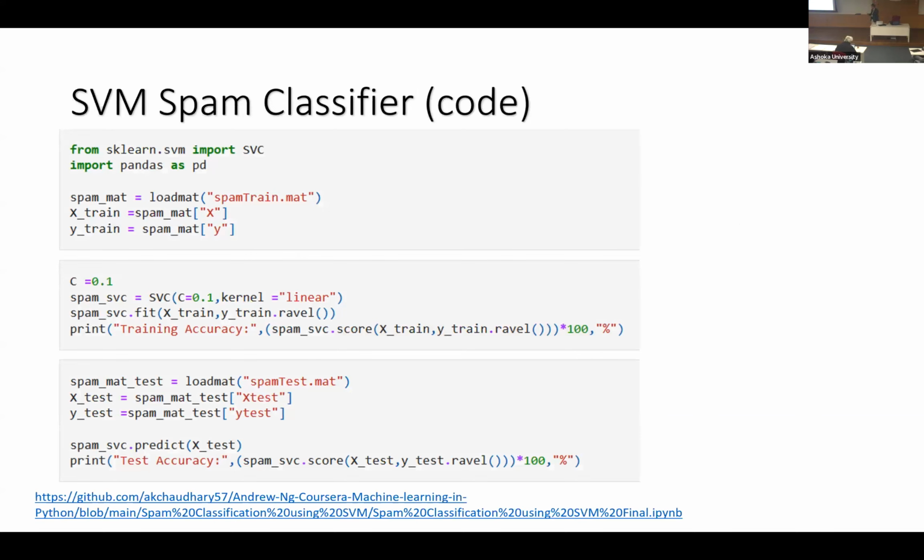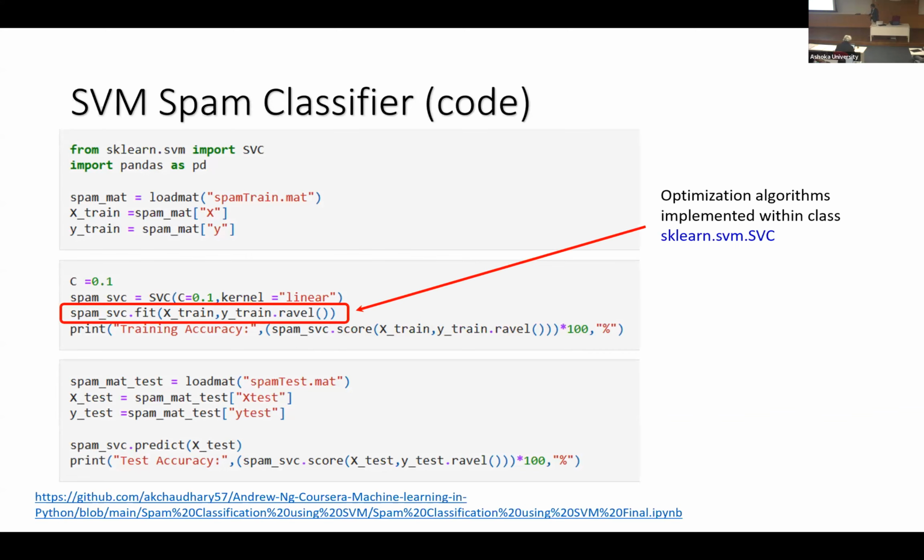Okay. Again, spam classifier code. I just took it from the internet, but I hope it's very easy to read. In particular, everything about optimization here is hidden behind this one, the sklearn.svm.SVC.fit function. So this is just hiding all the optimization details.